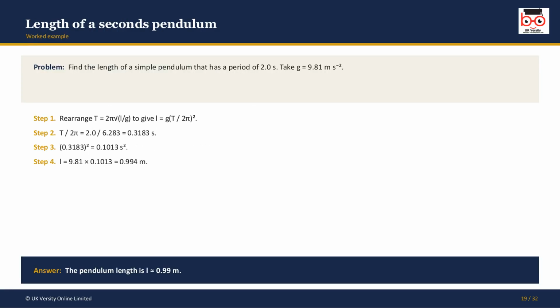Let's find the length of a pendulum with a 2-second period, taking g as 9.81 meters per second squared. Rearranging the period formula, the length equals g times the quantity, period over 2 pi, all squared. The period over 2 pi is 2.0 divided by 6.283, which is 0.3183 seconds. Squaring that gives 0.1013 square seconds. Multiply by 9.81, and the length comes to 0.99 meters, so just under a meter.